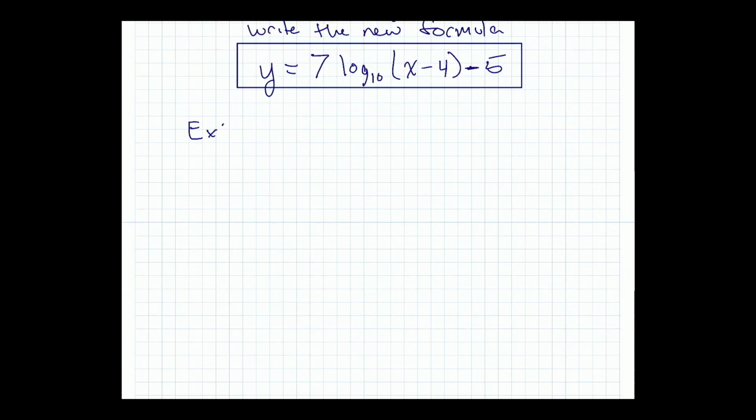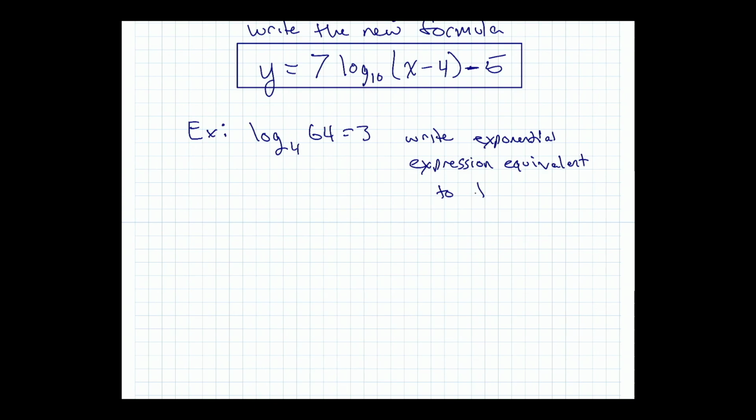I'm just looking through the homework, and I see a question that we've talked about what you need to do in order to do it, but we didn't do it, and I think it looks a little bit confusing, so I'm going to copy it. So log base 4 of 64 equals 3, and then they say write an exponential expression equivalent to this.